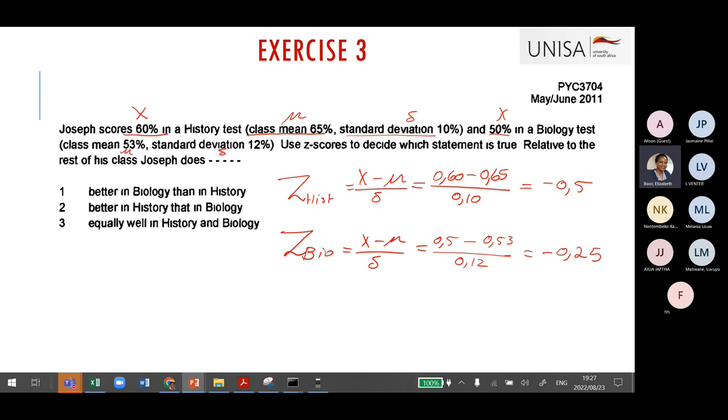Because number two says better in history than in biology. That won't be true. The third one says equally well in history and in biology, but we know that they did worse because they scored less than the class average anyway. So the correct answer will be number one. Relative to his class, Joseph does better in biology than in history, because the score in biology is closer to the class average, even though it's below it. And that's how you will interpret your z-scores.